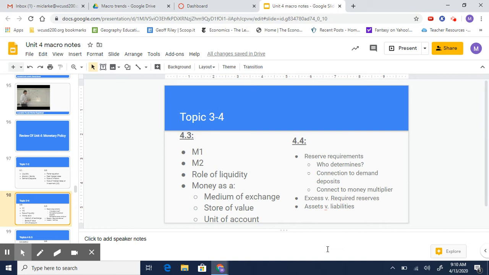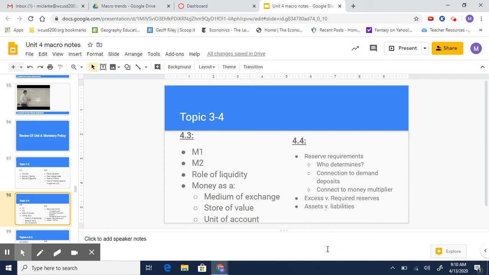M2 is the M1 plus non-liquid assets. So savings accounts. If you have a savings account booklet, you can't take that booklet and go buy a Happy Meal at McDonald's with it. They're not going to accept it. It's not a convertible asset. Well, it's a convertible asset. It's not a liquid asset, that's what I should say. You can take that savings account and get money out of it, but the booklet itself, the savings account itself, is not a liquid asset. So savings accounts would fall into non-liquid assets, which are M2 money supply.